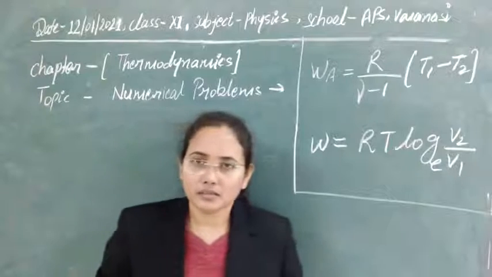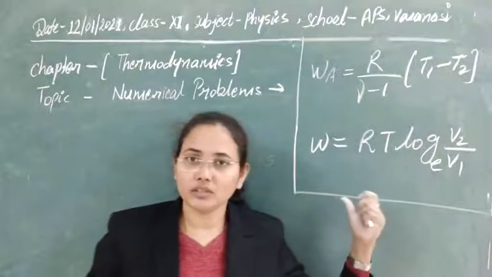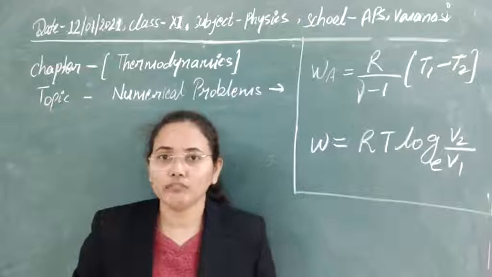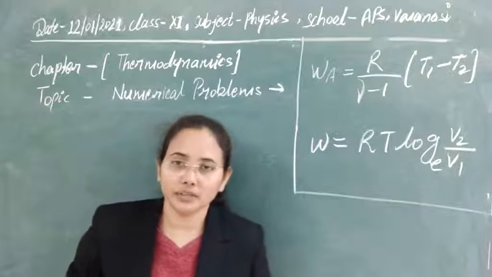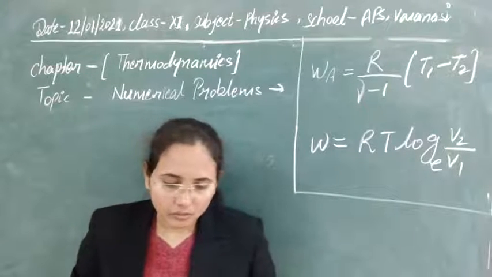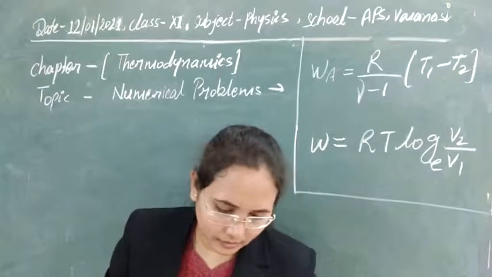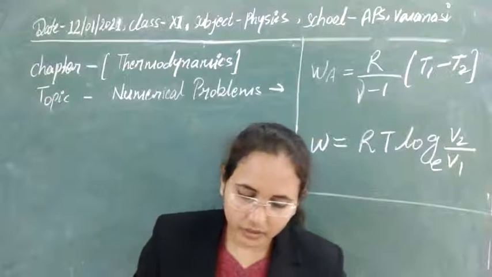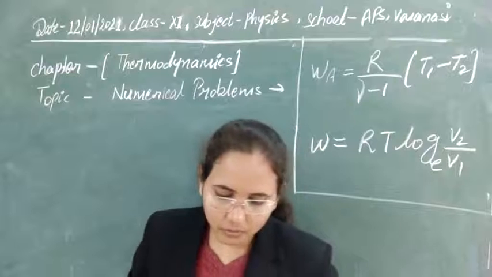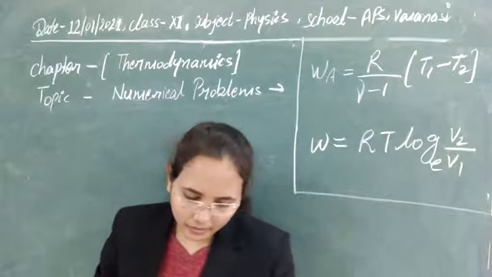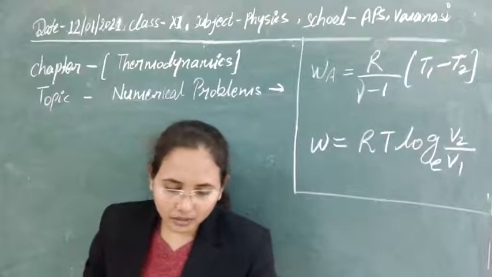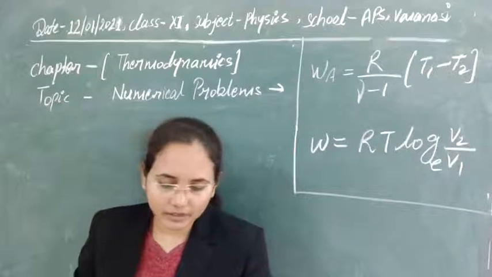So let's solve a question based on these problems, like how to calculate work done during the adiabatic process and during the isothermal process. Suppose a question is given: a cylinder containing 1 gram mole of gas was put in a boiling water bath and compressed adiabatically till its temperature rose by 70 degrees Celsius.